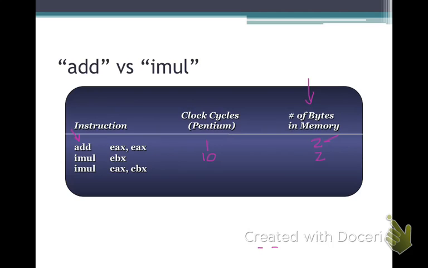Well, just to compare or complete the analysis, for 2-operand format, it's going to be 10 clock cycles, 3 bytes in memory. Okay, that grows, by the way, as we get into 3-operand.